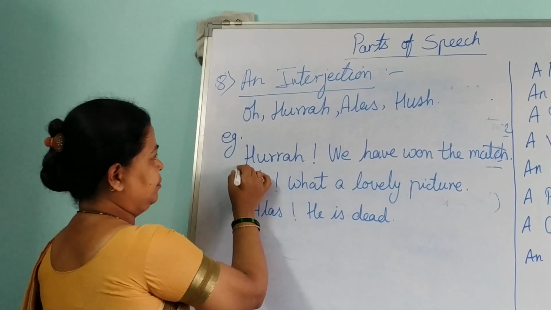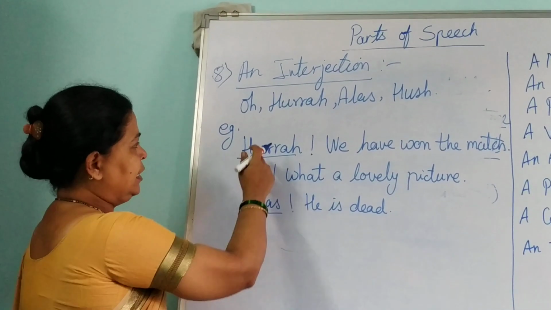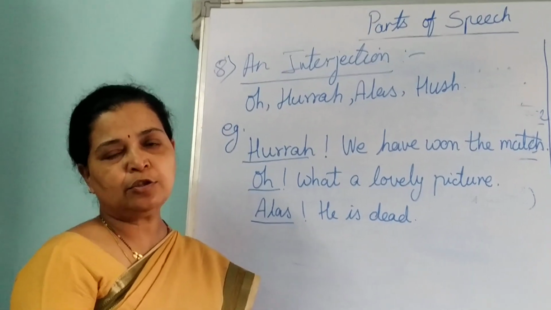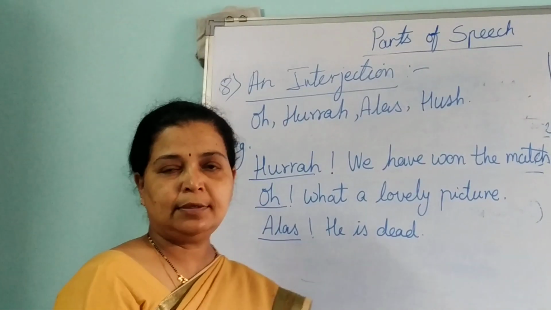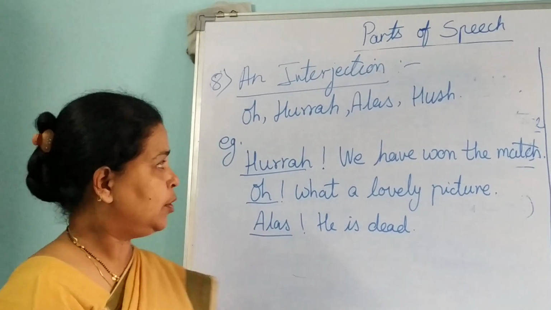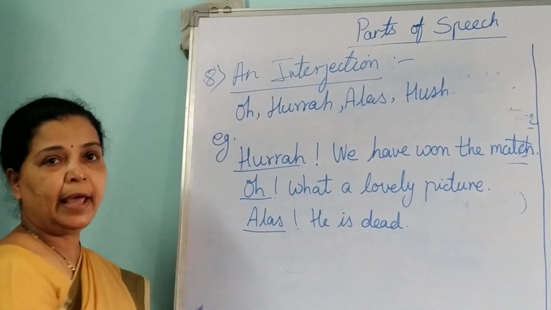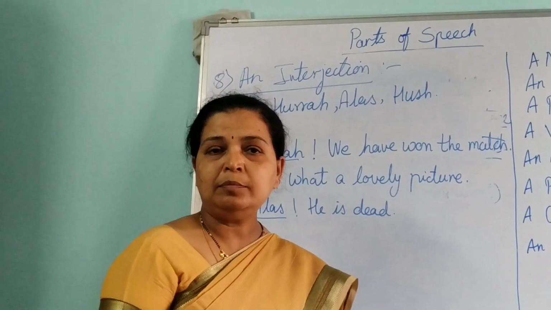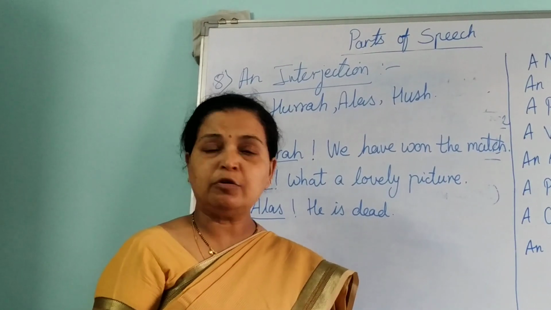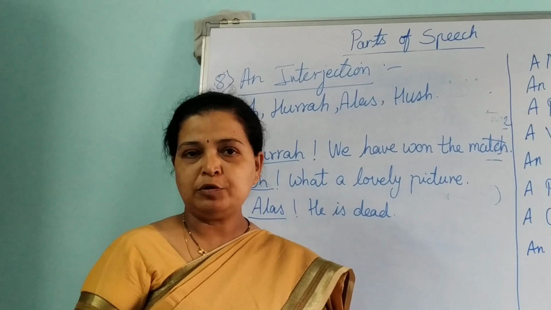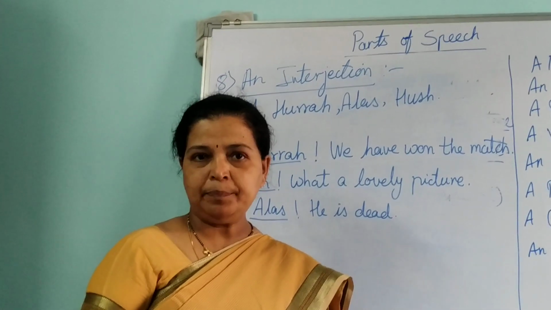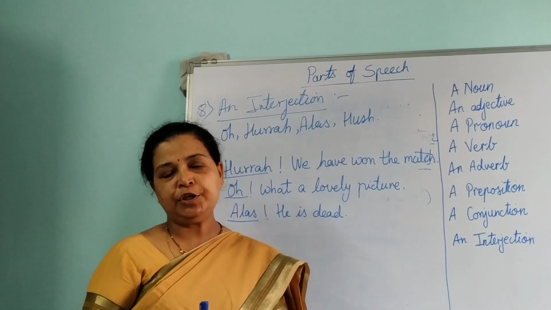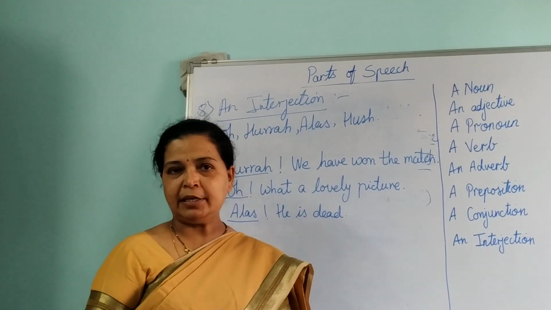So now just see, hooray, oh, alas, these are the words which we have used to express sudden feelings or emotions of happiness, excitement or sadness. So these words are called as interjections. Okay, so here we come to an end of all parts of speech. So there are 8 parts of speech which we have completed, namely a noun, an adjective, a pronoun, verb, an adverb, a preposition, a conjunction and an interjection.